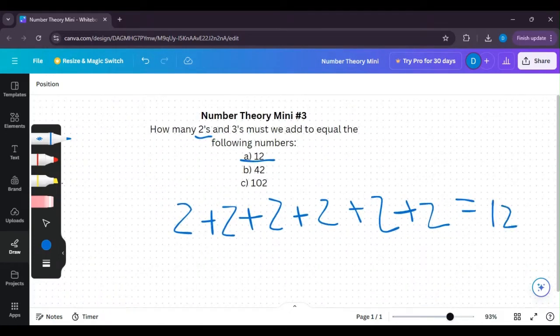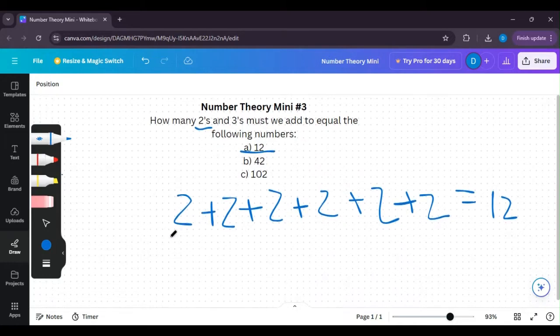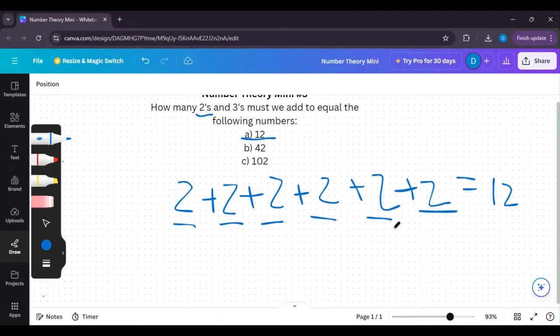And we can just add it. So 2 plus 2 is 4, 4 plus 2 is 6, 6 plus 2 is 8, 8 plus 2 is 10, and 10 plus 2 is 12. So that's 6 2's we need to add. It's just basic addition. Basic addition, 6 2's, which is equal to 12.